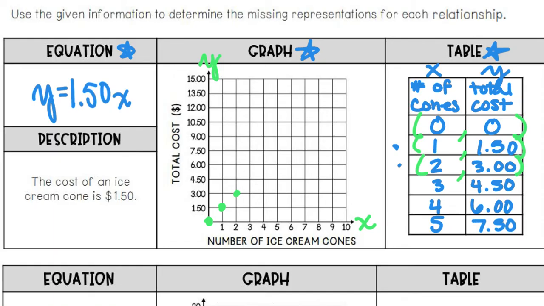So at 2, 3.00, 3, and 4.50, 4 and 6.00, and then at 5, 7.50. Your last step here is you're going to take a straight edge. Usually I would use my ID, and you're going to draw a straight line through all of those points with an arrow at the end, because that shows that relationship goes on forever and ever for as many ice cream cones as you're going to buy. If you see a graph and it has a point either at the origin or going through the origin, it is going to be a multiplicative relationship.